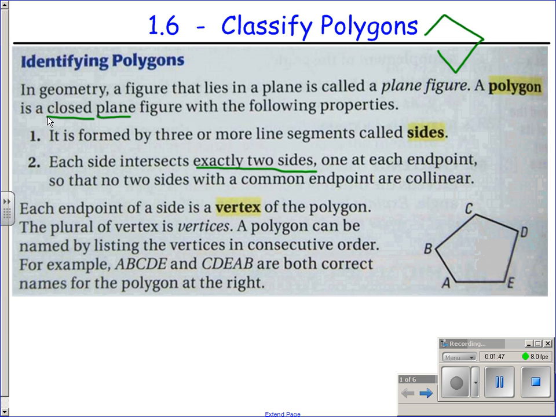Each of those endpoints is called a vertex. Vertices is the plural. When you name a polygon, just pick a starting point. It doesn't matter which. If we start at A, pick a direction, whether it's clockwise or counterclockwise, doesn't matter, but just go in order. So A, B, C, D, E. So you got all the points. That's how you name it. And like it says here, just pick a point, go in order.